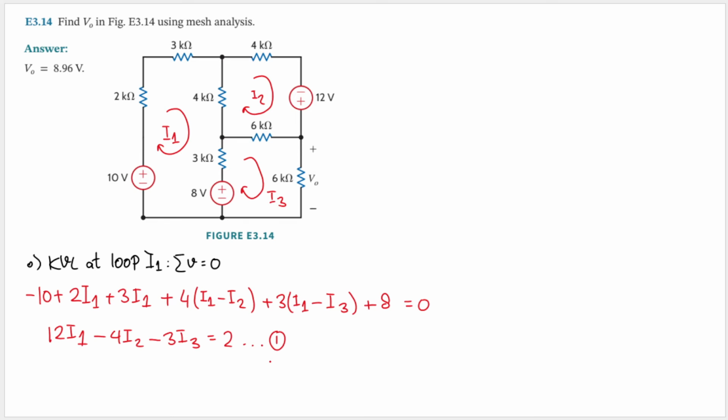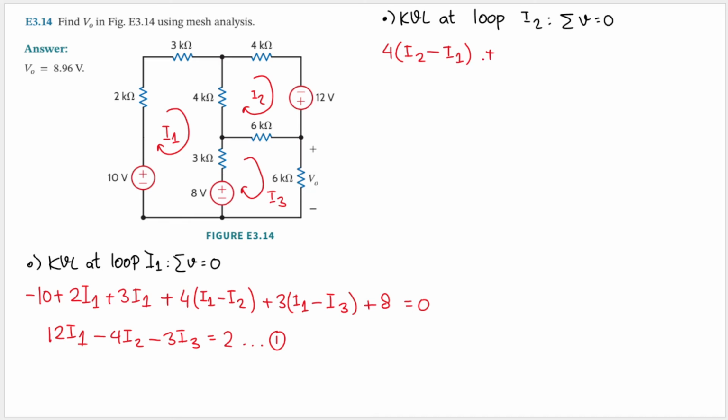Okay, that is good. And now let's do another KVL, but this time at loop I2. KVL at loop I2. Again, KVL said that the sum of the voltage in a loop will equal to 0. Okay, let's start from this 4 kilo ohm resistor. So we'll have 4. But now we are working on I2. So this time I2 came first. But here I1 is flowing to the opposite direction. So I subtract I1 from it.